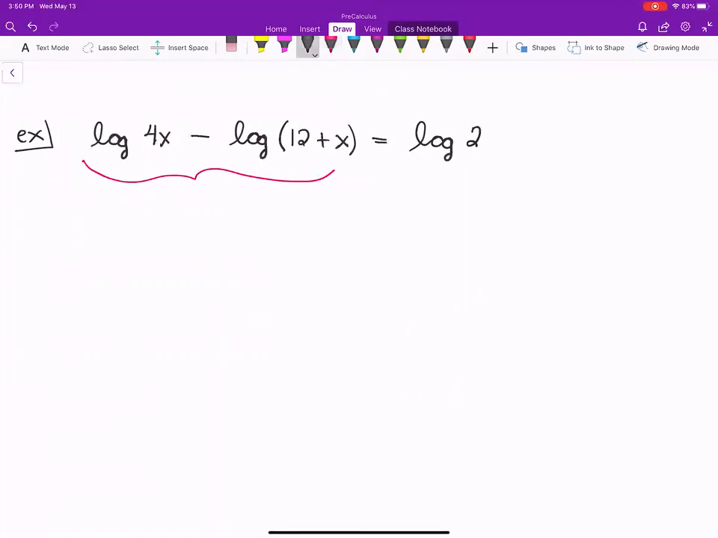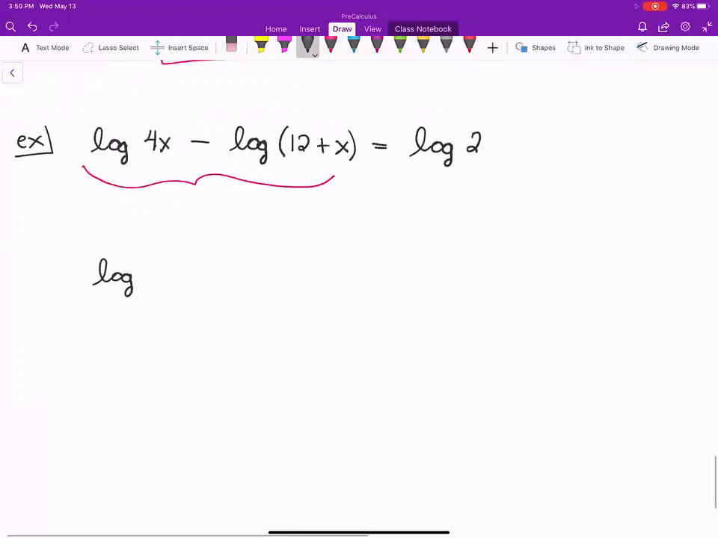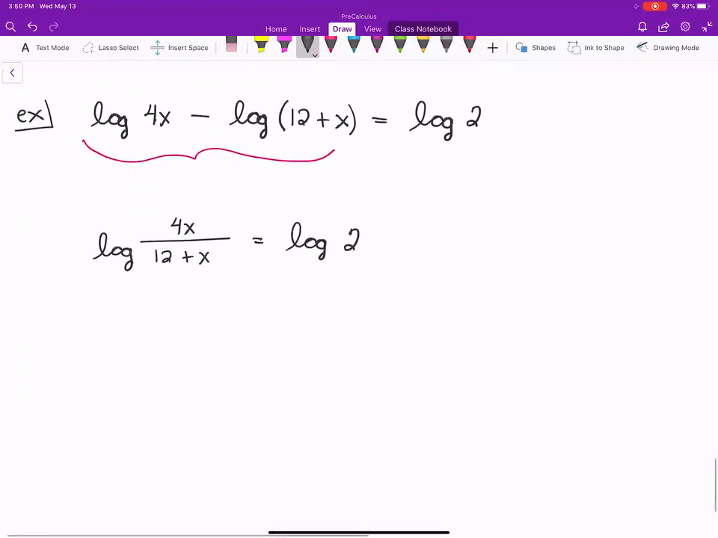All right, how'd you do? Hopefully you condensed those together. They all have the same base. They're all base 10s, so I can condense that through division. That was in your previous video. So that'll be the log of 4x over 12 plus x. And again, now that the logs are both set equal to each other, I can just take whatever's inside the logs and set them equal to each other. And then it's just a problem I have to solve.